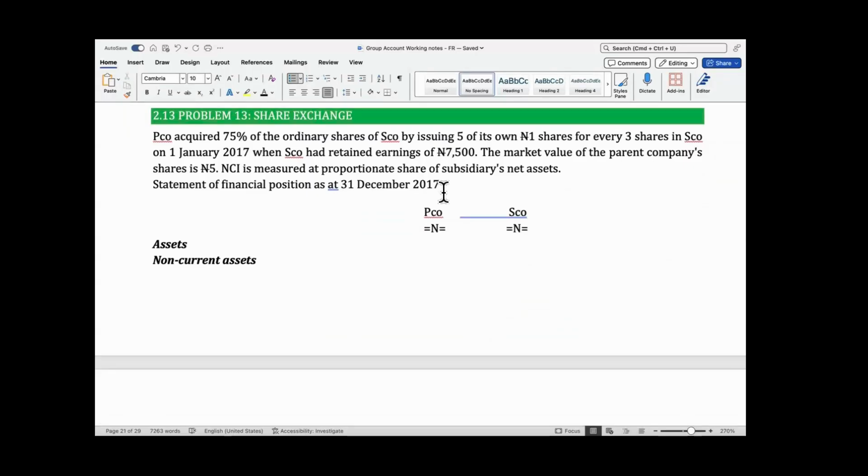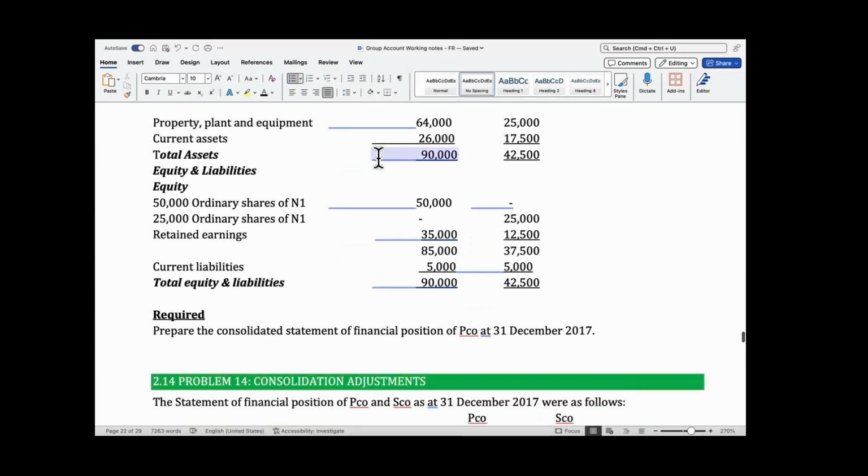PICO acquires 75% of the ordinary shares of ESCO by issuing five of its own ₦1 shares for every 3 shares in ESCO on 1st of January 2017, when ESCO had retained earnings of ₦7,500. The market value of the parent company's share is ₦5. NCI is measured at proportionate share of subsidiary's net assets. The statement of financial position as at 31st December 2017 is as follows.